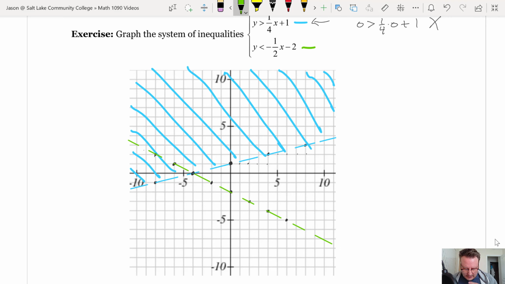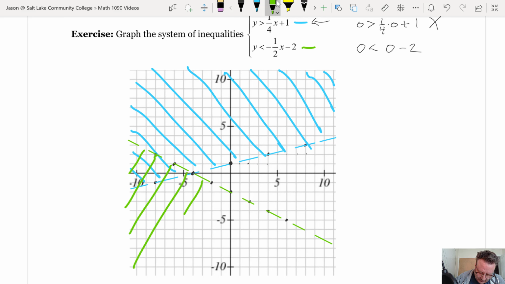And which side do we want to shade? Does the origin satisfy this inequality? Is 0 less than 0 minus 2? No, it is not. So the origin is not part of the solution set to this inequality, I want the points below the line. So that would be this region.